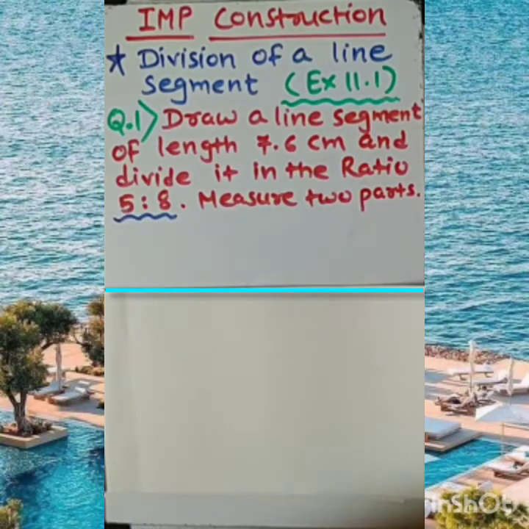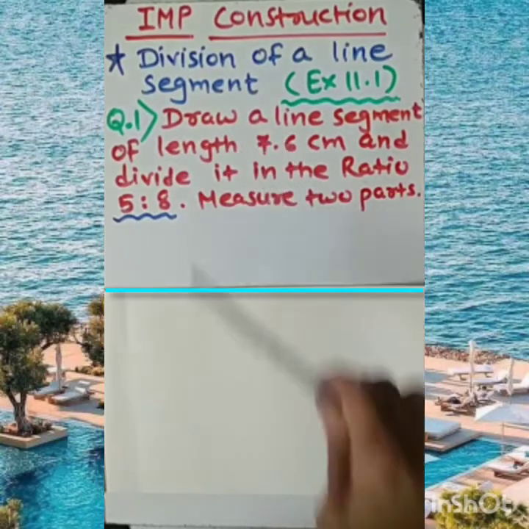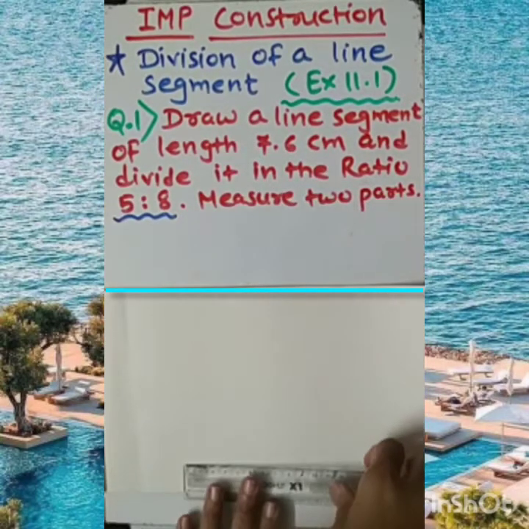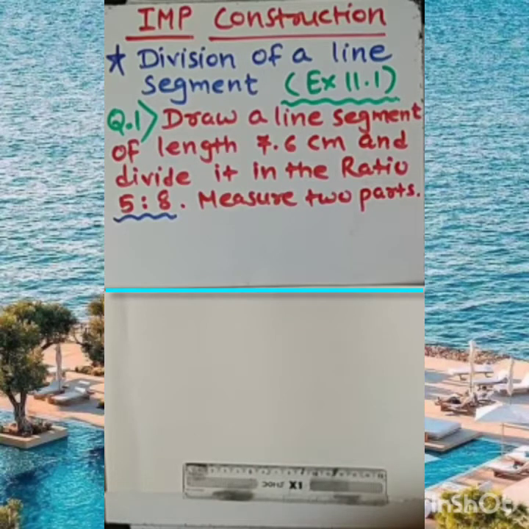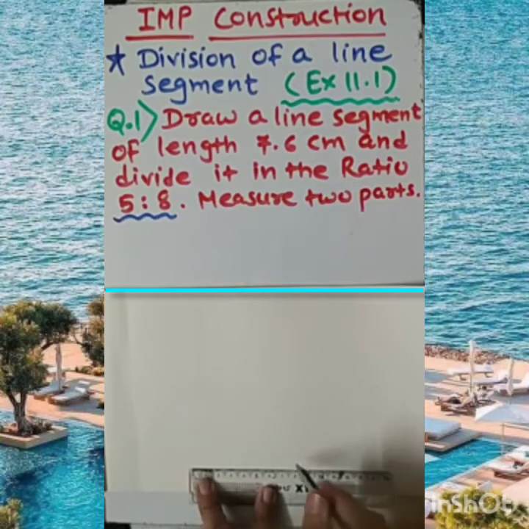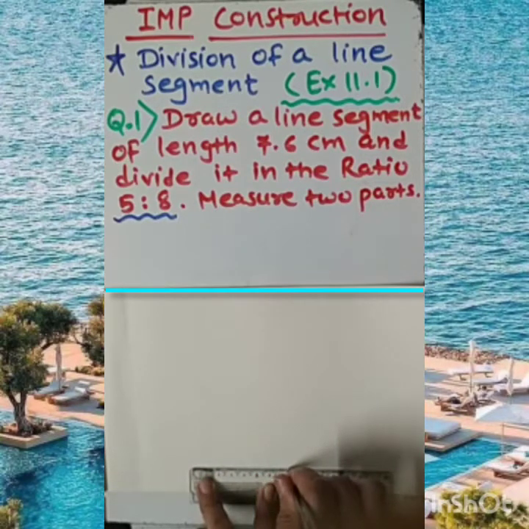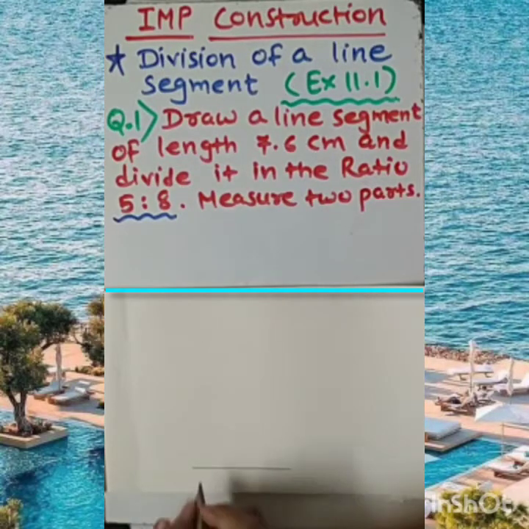The ratio we are given, 5:8, indicates 5 plus 8, that is 13. First of all, the length of this line segment we are given is 7.6 centimeter. Let me use my scale and draw one line segment of 7.6 centimeter. Please measure it properly. This is 7.6 centimeter. Now let me name this line segment: I am giving A point here and this is B point.